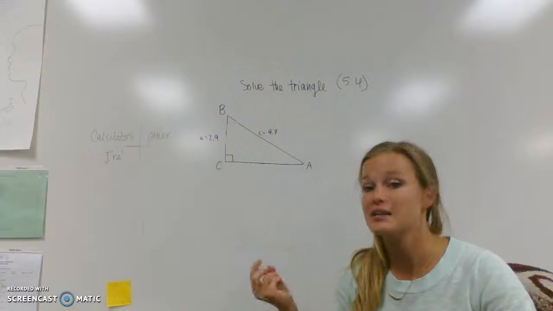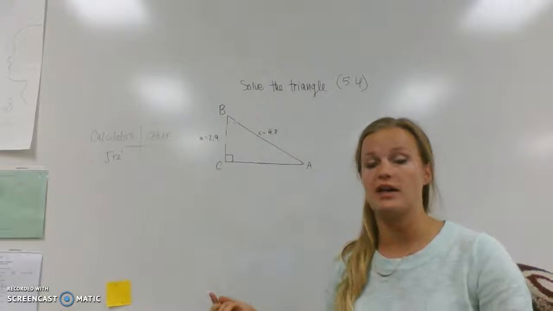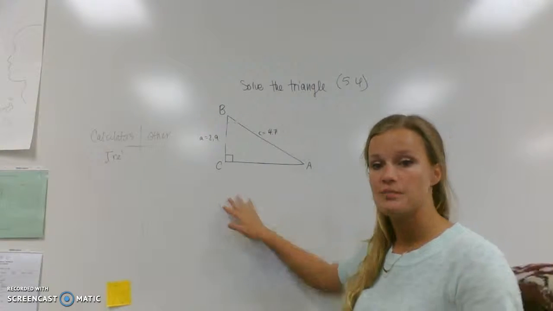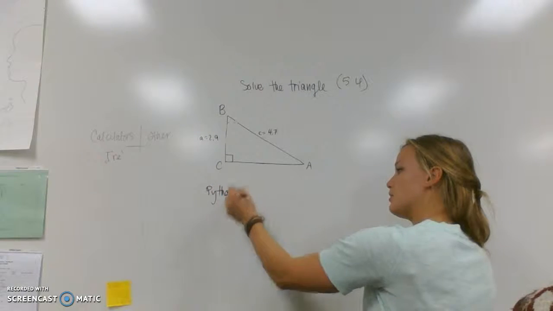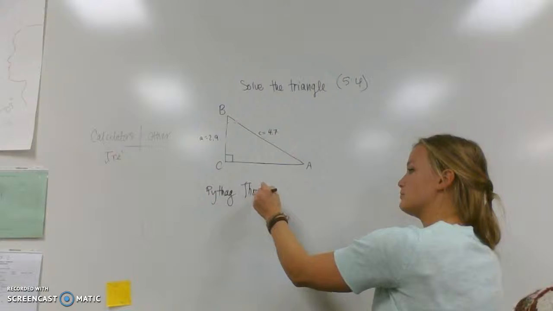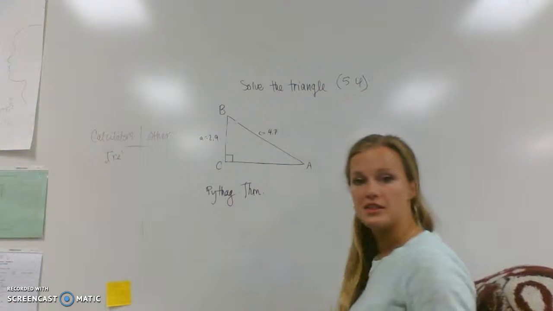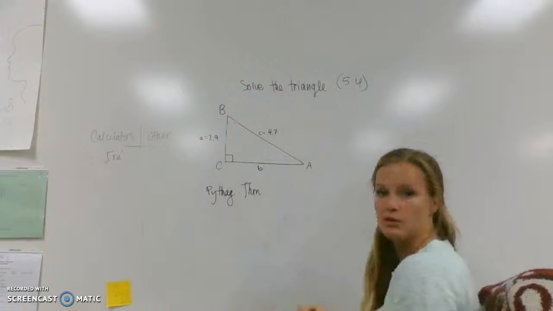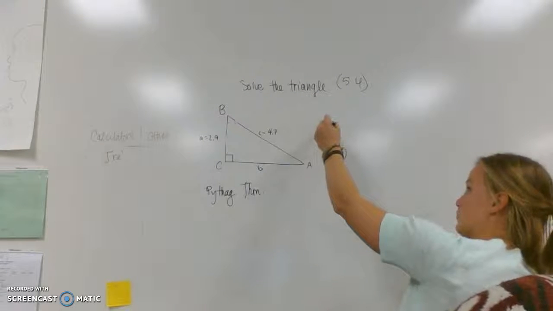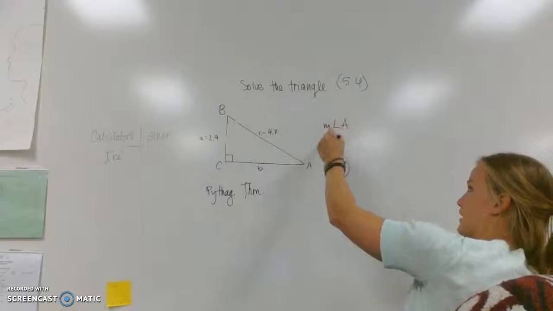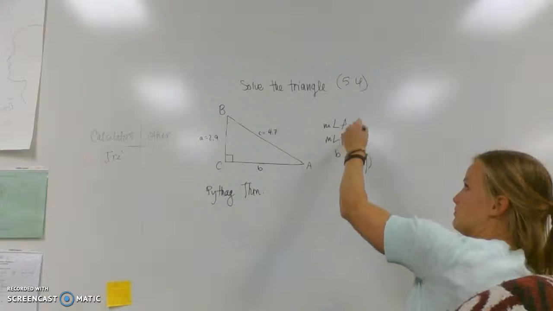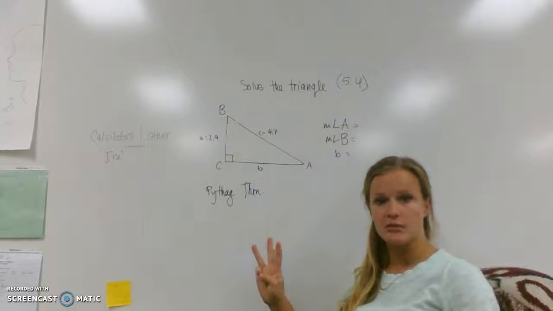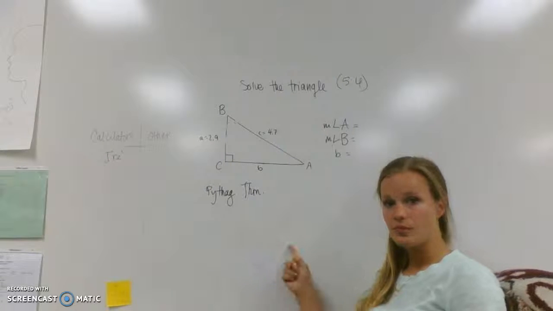On the last one, we technically had two angles, right? Because we still have that 90 degrees. So here we have two sides. I'm going to use Pythagorean theorem to find my third side, which is little b. So ultimately, I'm looking for the measure of angle A, measure of angle B, and little b. Those are the three pieces of information that I don't know.